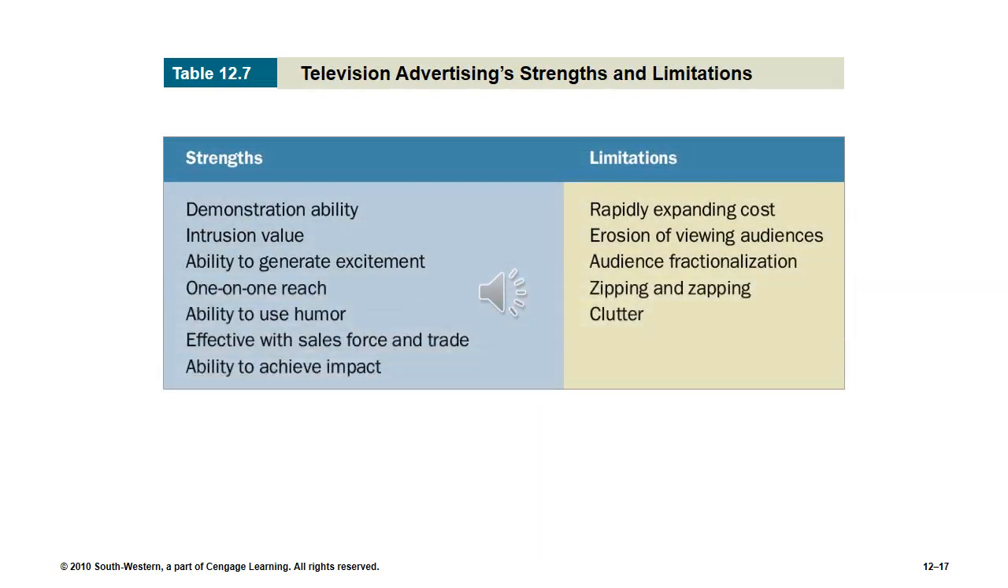Table 12.7 explains television advertising strengths and limitations. The strengths are: demonstration ability, intrusion value, ability to generate excitement, one-on-one reach, ability to use humor, effective with sales force and trade, and lastly ability to achieve impact.